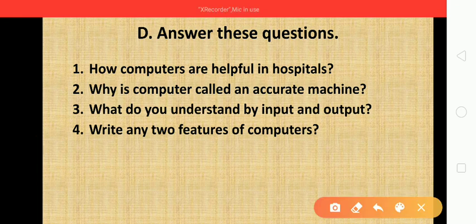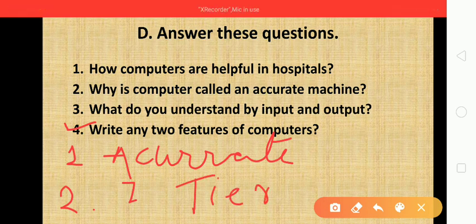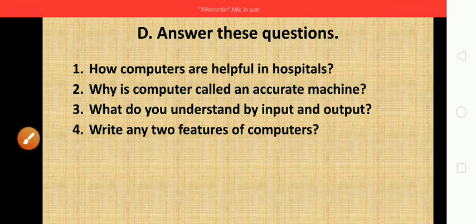Now write any two features of a computer. First one, it is accurate. You will write a full sentence: computer is an accurate machine. And second one, it never gets tired. These two features you have to write properly. So here we are done with our answer D and our exercise.